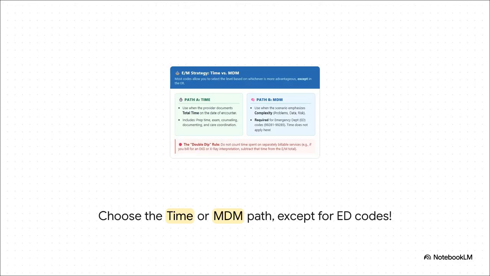And this brilliantly illustrates the big fork in the road for your E&M strategy. Most categories actually let you choose whichever path results in a more advantageous code level, time or MDM. If you go with time, just remember it's the total provider time on the date of the encounter. That includes both face-to-face and non-face-to-face work, like charting on that specific day. But, and this is a big but, pay close attention to the exception. Emergency department codes, that 99281 through 99285 range, rely purely on MDM. Because emergencies are, well, unpredictable, time is just never a deciding factor for leveling ED codes.